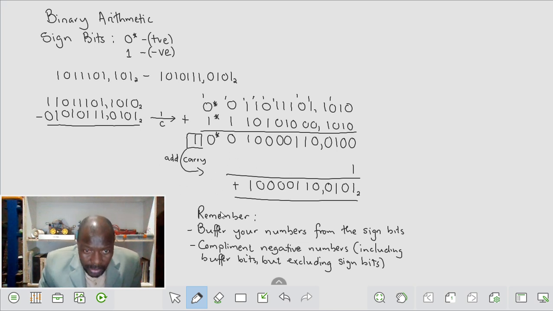So in addition, when you're adding, the addition process, however, includes the sign bits.